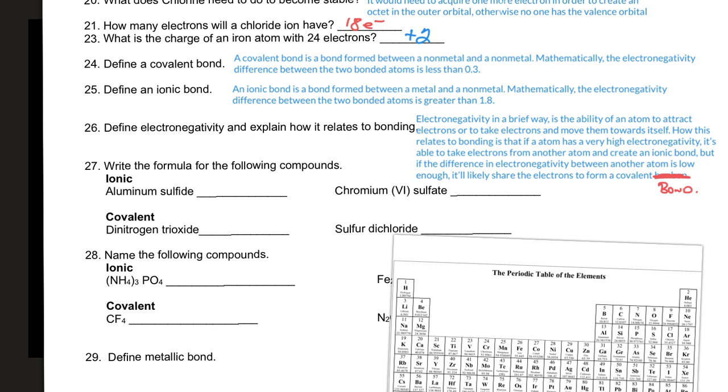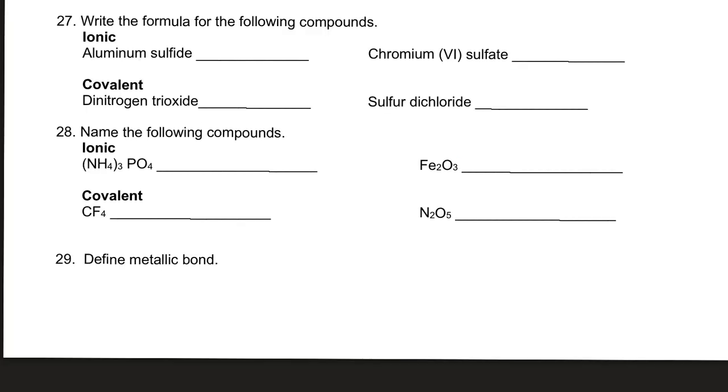So I'm going to go ahead and erase some of this stuff, move everything up so we can finish up the last couple of problems here, 27 through 29. All right, in question number 27, we're going to write a formula for the following compound. So they want us to write an ionic formula for aluminum sulfide.